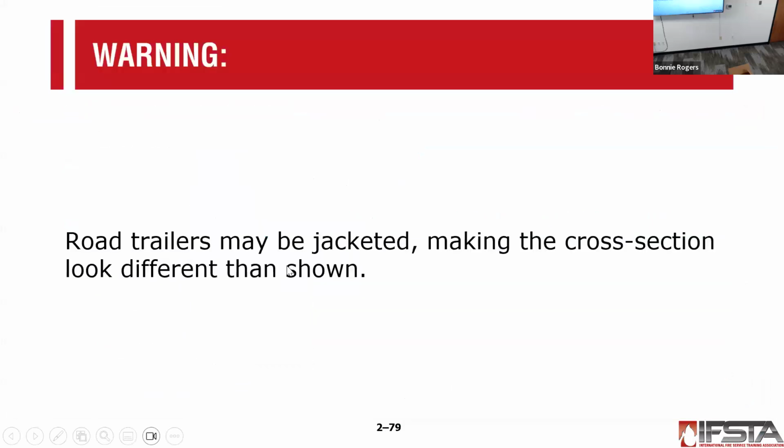So, road trailers may be jacketed, making the cross section look different than shown. I was trying to get a picture for you guys, if you have anything in your book.